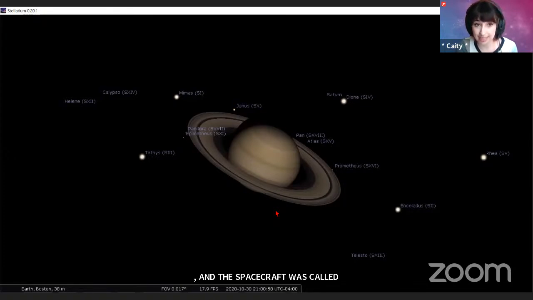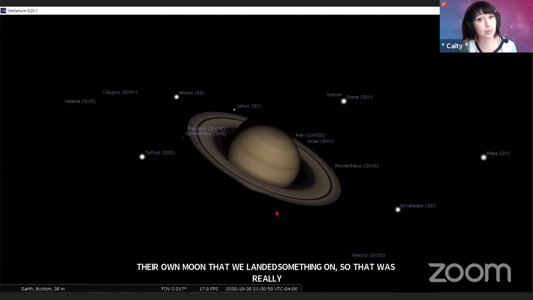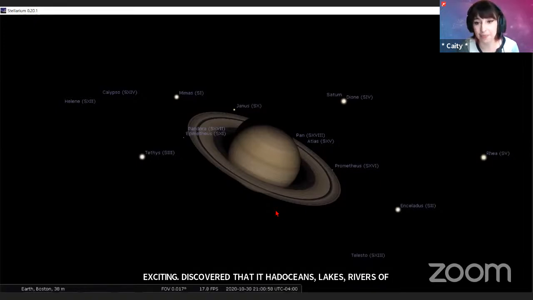That was really exciting, and it discovered that it has oceans and lakes and rivers of methane. So not liquid water, but liquid methane. It's got a whole methane cycle on its surface and in its atmosphere, which is pretty cool.